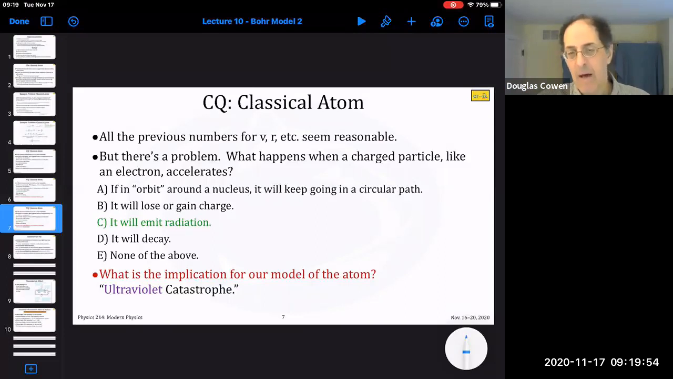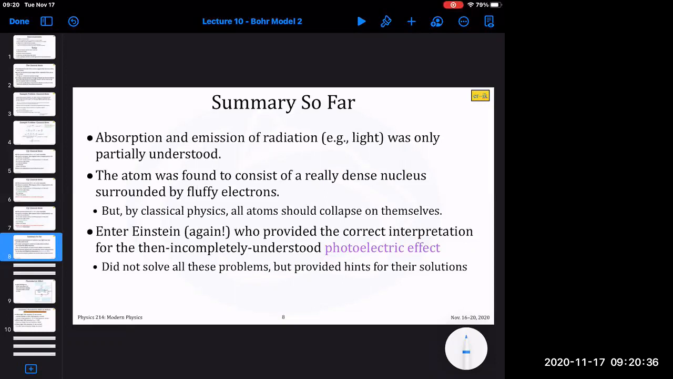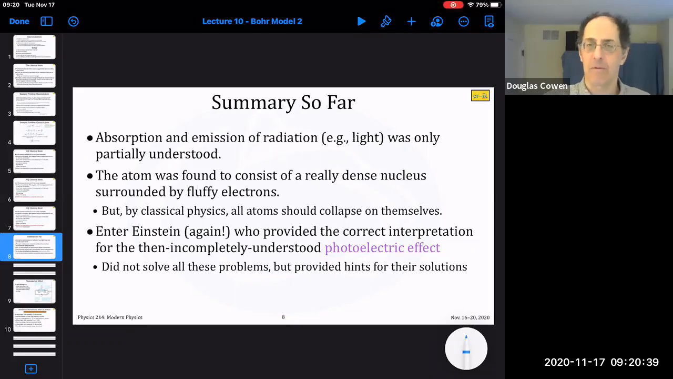On the other hand, the model does predict some reasonable things. For the radius, it got that roughly right. The velocity seemed roughly right. So we weren't too far off, but obviously we didn't yet have the right answer. So just to summarize where we are at this point, it was known that the absorption and emission of radiation, light, held some puzzles. It wasn't clear, for example, why gaseous atoms emitted discrete spectra, while solid materials emitted continuous spectra that only depended on the temperature of the material and not on the type of the material.